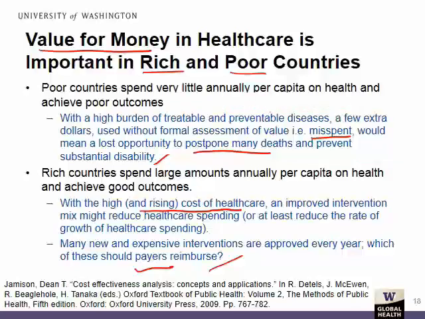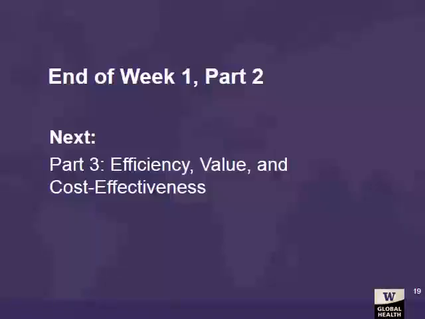So this is the end, essentially, of part 2 of week 1, and in this part we defined economic evaluation and looked at the rationale, and in part 3 we are going to look at, if you have intervention A and it's the old one, and you have intervention B which is the new one, how do you decide whether intervention B is cost effective relative to intervention A.